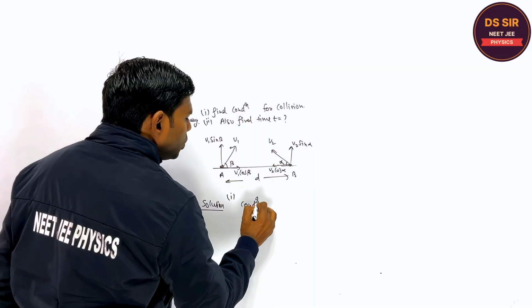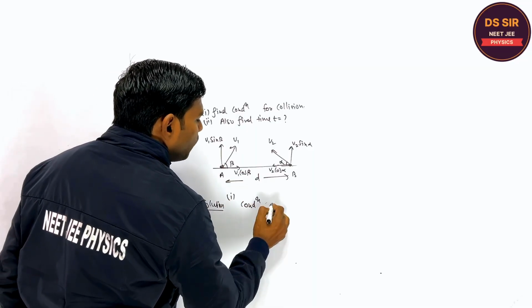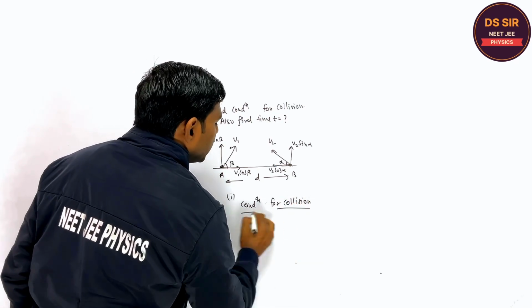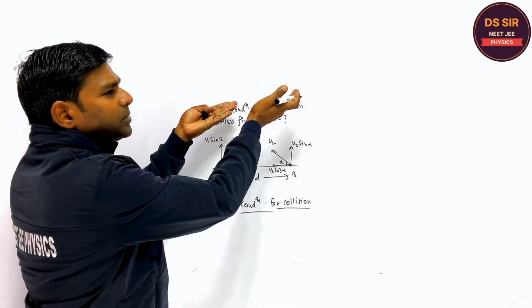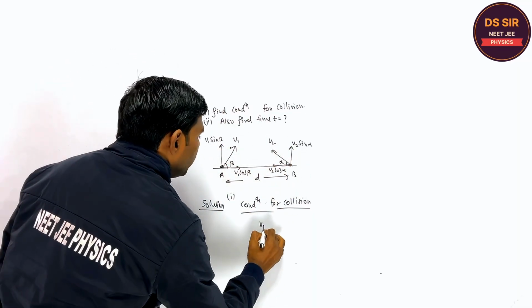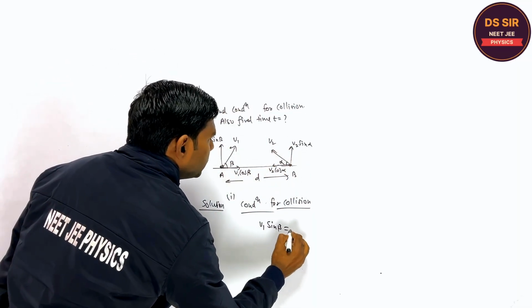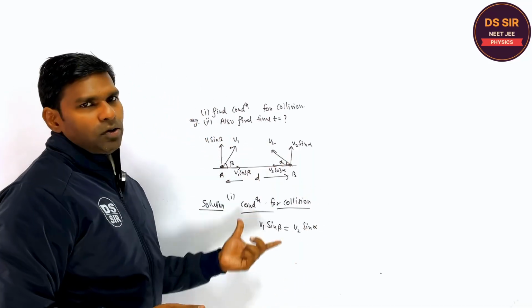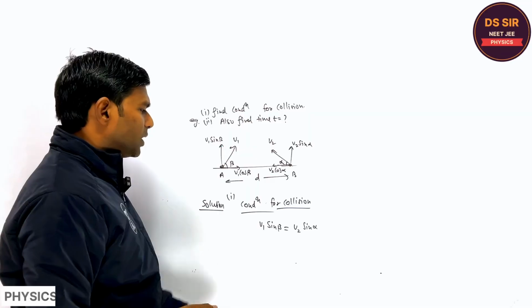Condition for collision: their vertical displacement must be the same, therefore the vertical component of the velocity, v1 sin beta, must be equal to v2 sin alpha, right? They will give some numerical values and you can put them in accordingly and get the answer.